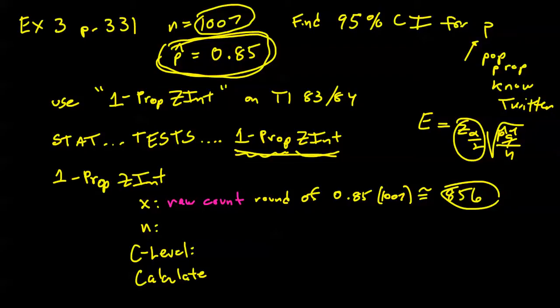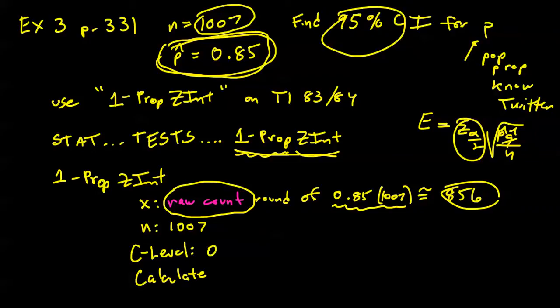Sometimes the raw count is given to you explicitly. Sometimes you have to do another little step like this to figure it out. So be aware of that. My sample size, pretty straightforward, is 1007. What's my confidence level here? How sure do I want to be to capture P in my final answer? Well, it's 95% or 0.95.